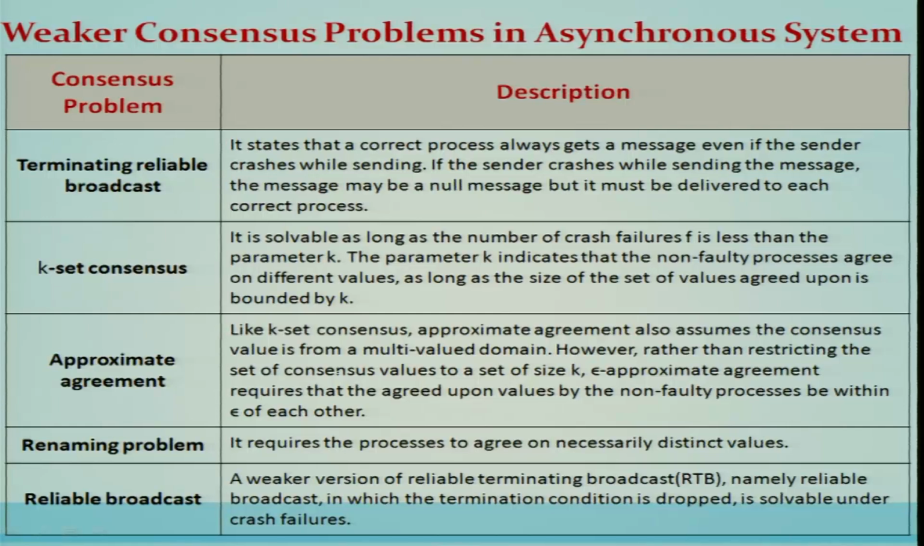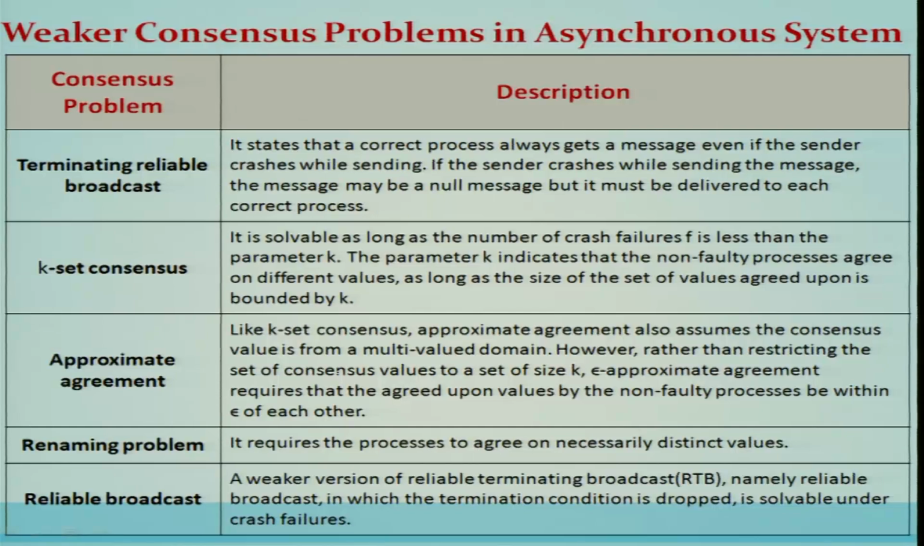Now the weaker consensus problems in asynchronous systems; we are just trying to understand what these problems are. Terminating reliable broadcast states that a correct process always gets a message even if the sender crashes while sending it. K-set consensus is solvable as long as the number of crash failures f is less than the parameter k. The parameter k indicates that non-faulty processes may agree on different values as long as the size of the set of values agreed upon is bounded by k. That is called K-set consensus.